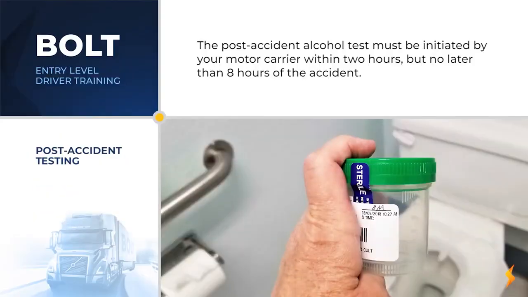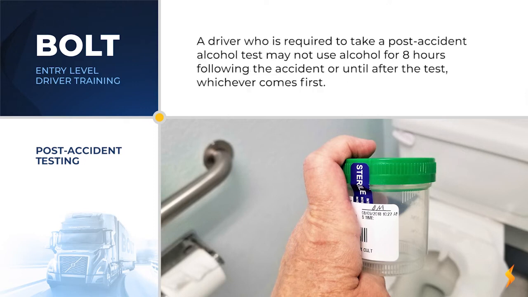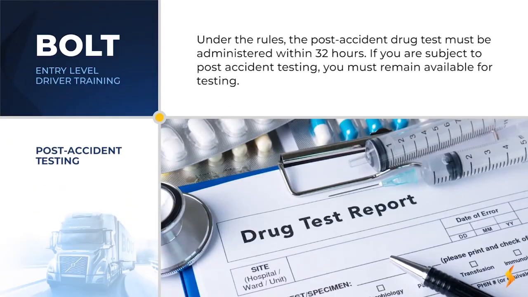The post-accident alcohol test must be initiated by your motor carrier within 2 hours, but no later than 8 hours of the accident. A driver who is required to take a post-accident alcohol test may not use alcohol for 8 hours following the accident or until after the test, whichever comes first. Under the rules, the post-accident drug test must be administered within 32 hours.